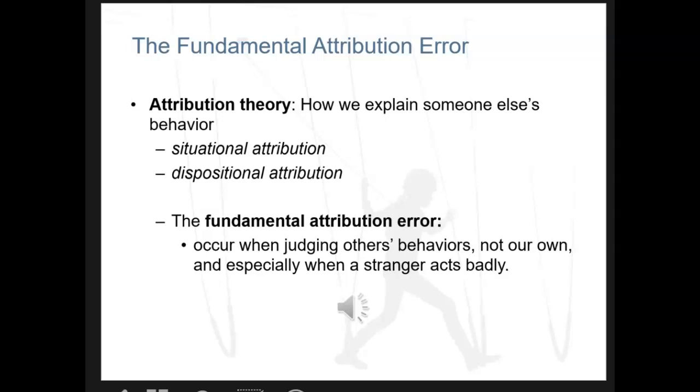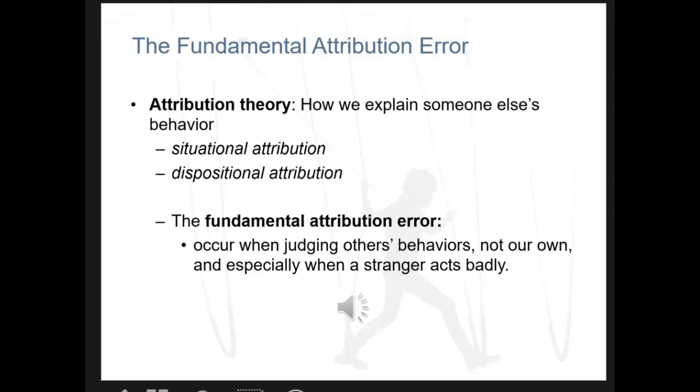Now, this is what happens. We either make situational or dispositional attributions. The fundamental attribution error actually occurs when we emphasize disposition and underemphasize situational attributions in terms of judging others' behavior.